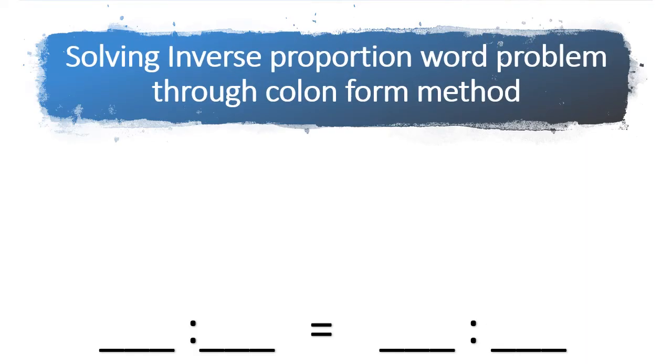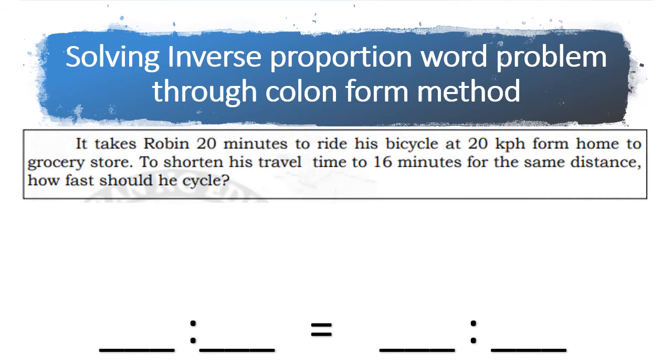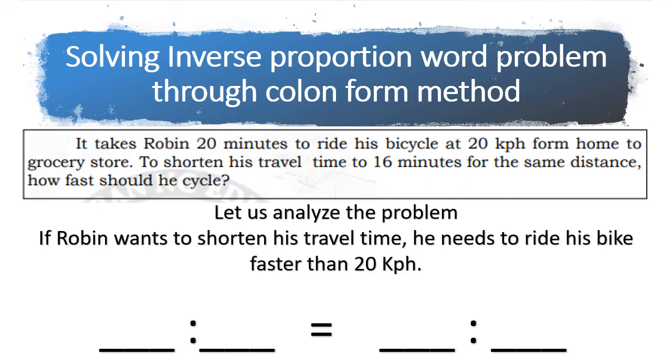Solving inverse proportion through colon form method. It takes Robin 20 minutes to ride his bicycle at 20 km/h from home to grocery store. To shorten his travel time to 16 minutes for the same distance, how fast should he cycle? If Robin wants to shorten his travel time, he needs to ride his bike faster than 20 km/h. Let us put the data in colon form.